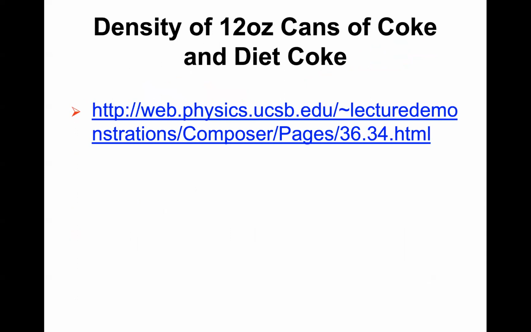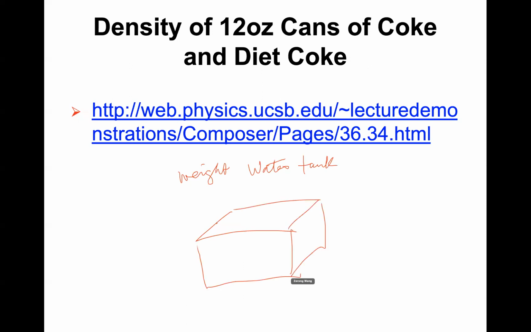Now, for the density of 12-ounce cans of Coke and Diet Coke, we know they have different weight. We can test them by putting them in a water tank. Now, in the water tank, you can see, so this is the water, right?